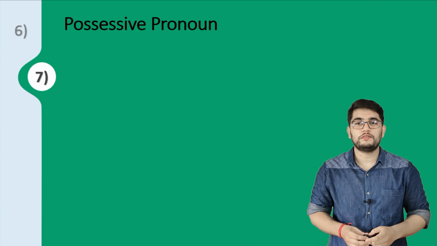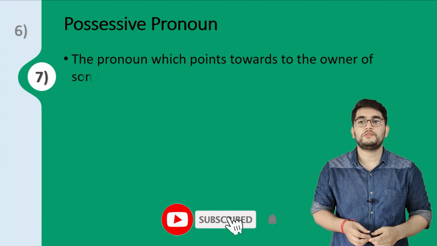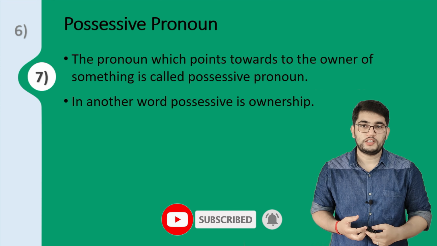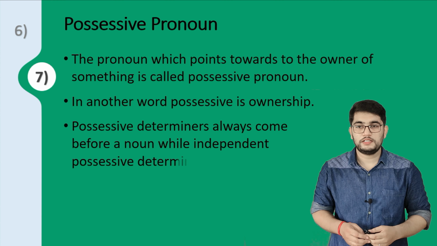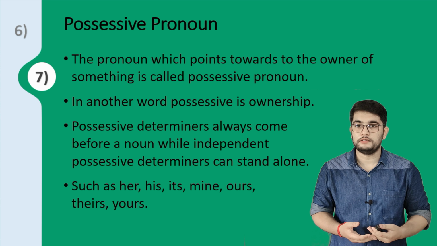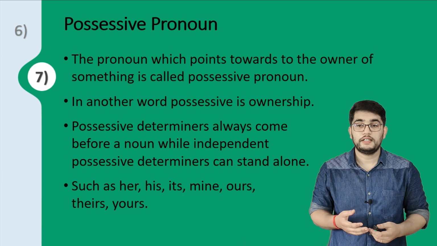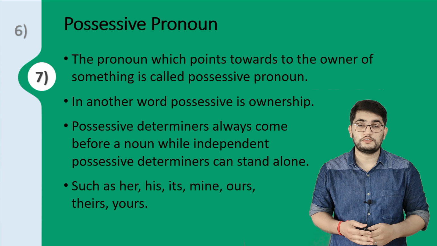Let's see the next pronoun, that is possessive pronoun. The pronoun which points towards the owner of something is called possessive pronoun. In other words, possessive is ownership. Possessive determiners always come before a noun while independent possessive pronouns can stand alone, such as her, his, its, mine, ours, theirs and yours.